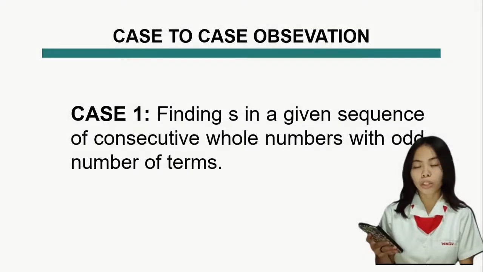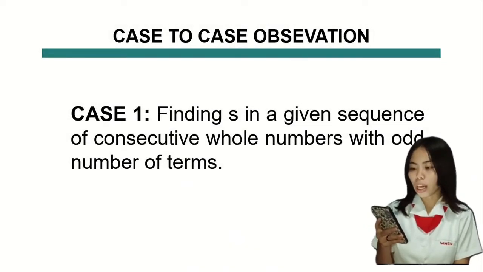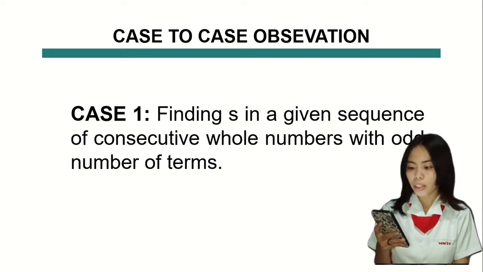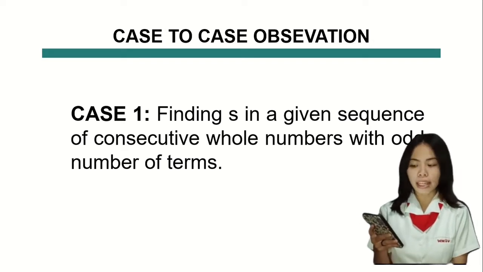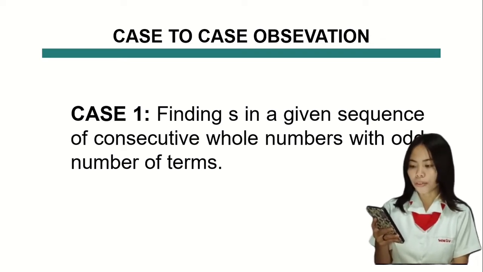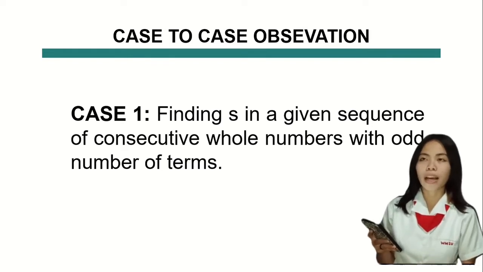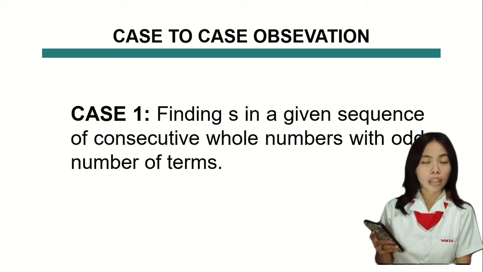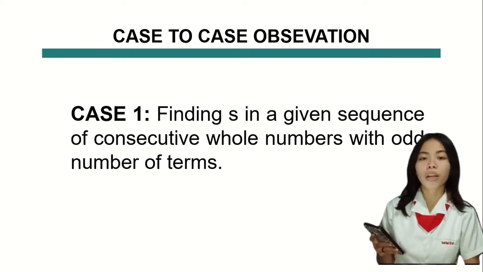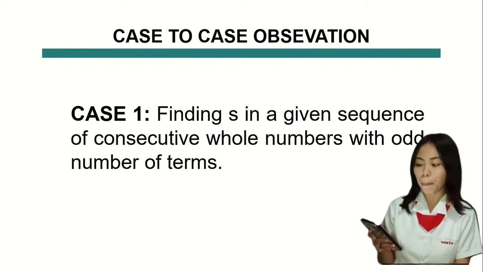So let's put it to a test. Okay, so for case-to-case observation, our analysis 4.8. Case 1: finding S in a given sequence of consecutive whole numbers with an odd number of terms. Since we are solving for an odd number of terms, we are going to use S equals N multiplied by M.